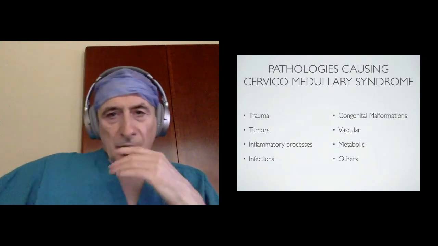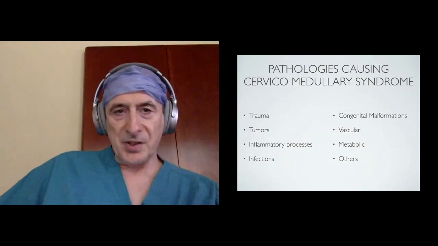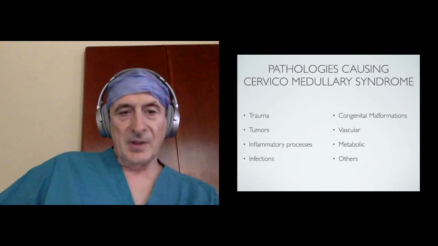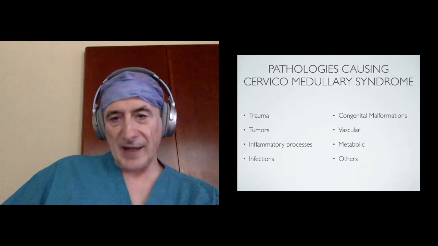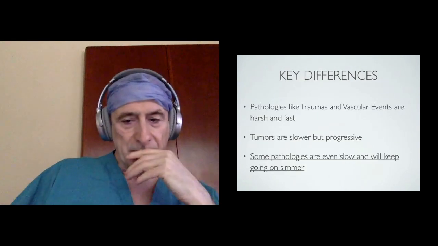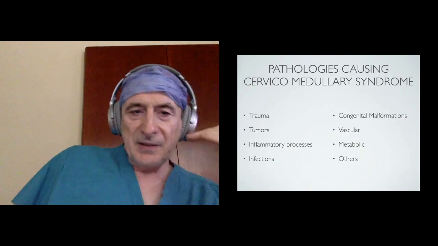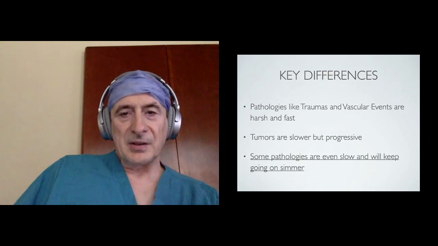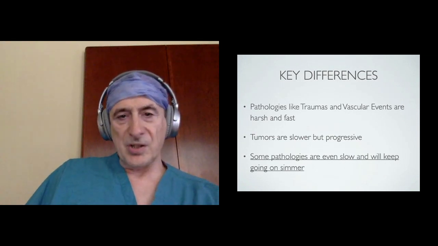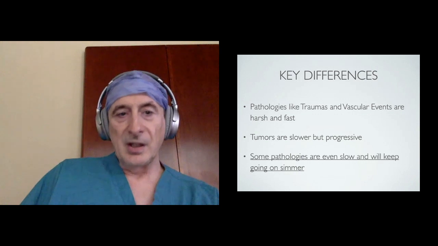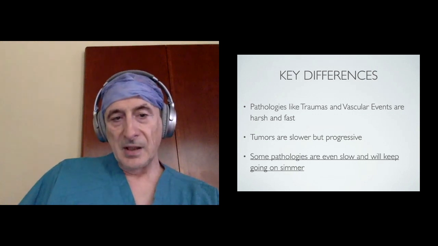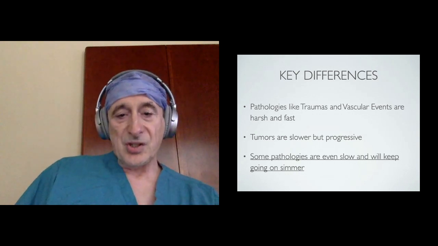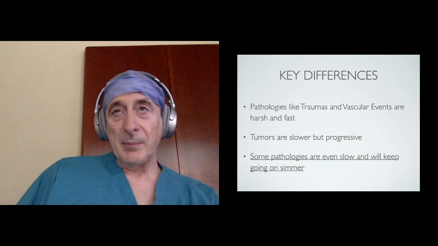Now, what are the pathologies? What are the disease processes causing the cervicomedullary syndrome? There are many: trauma, tumors, inflammatory processes, infections, congenital malformations, and so on. Despite the fact that the list is long, they do not behave in the same way. Certain pathologies, like traumas and vascular events like a stroke, are harsh and fast. Tumors are slower and they keep going; they're progressive. But some pathologies are even slower than a tumor, and they keep going like on simmer.